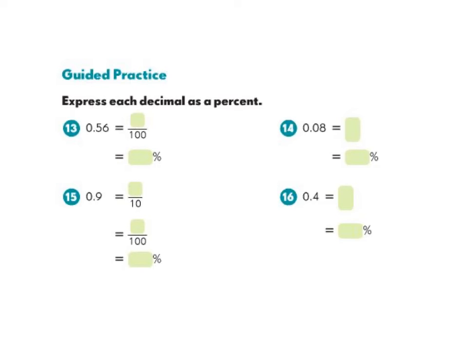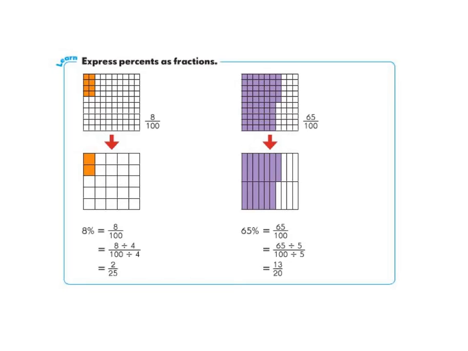You are going to be doing these as quiz questions on the Edpuzzle. And we're going to look at this, express percents as fractions. So going straight from percents to fractions, starting with 8%, since that's out of 100, it's really easy to do this right here and say, okay, out of 100, how many are shaded in? Oh, 8.